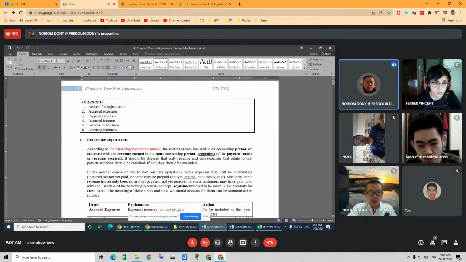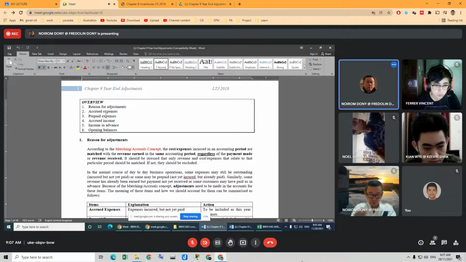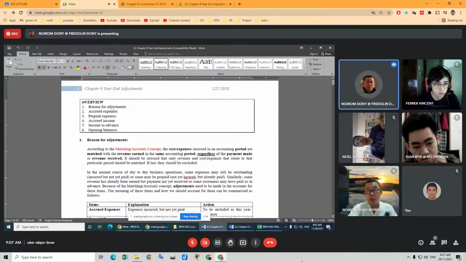What is the meaning of accrued expenses? It means the expenses that the business has consumed. They have used the service of that expense, but the business has not made the payment yet. So, not having made the payment yet, no recording has been made. So we have to do adjustment. We need to increase the expenses.